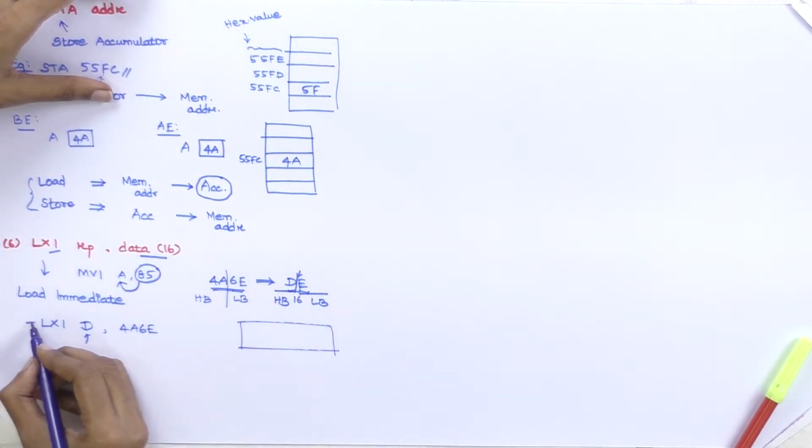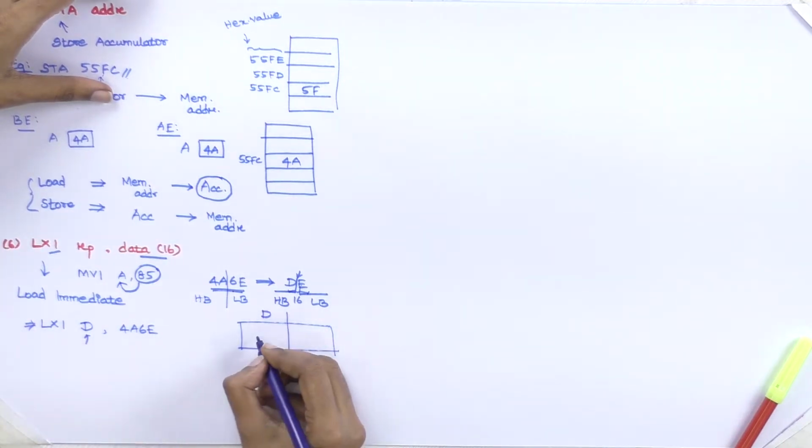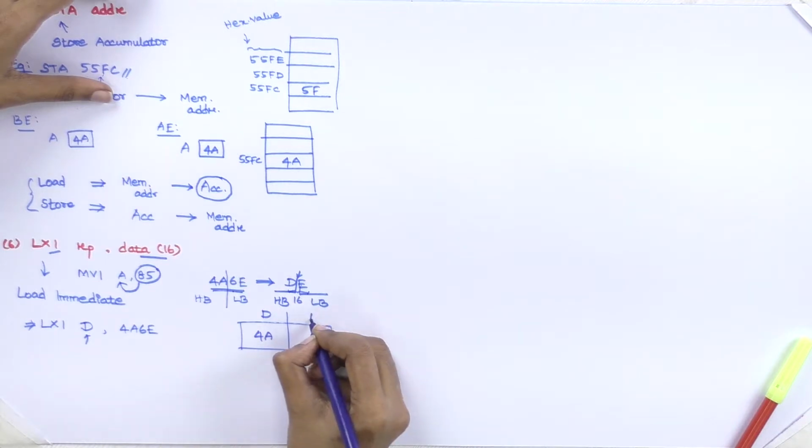After executing this instruction, the D register will have the value of 4A and the E register will have the value of 6E. Do remember that these values will be stored in the register as a binary value. For explanation, we are using a hexadecimal value for representing, but in the architecture it will be stored as a binary value. Not only in the architecture, in the memory also it will be stored as binary values.